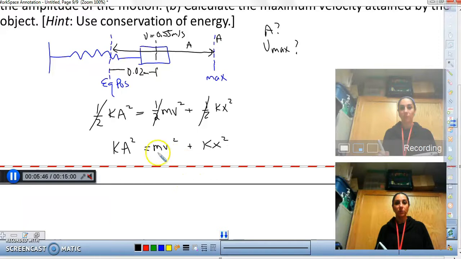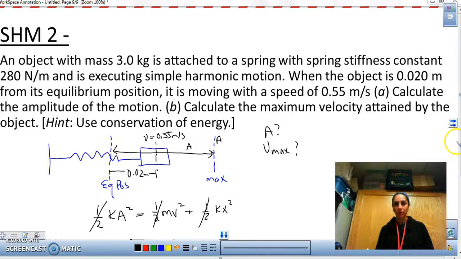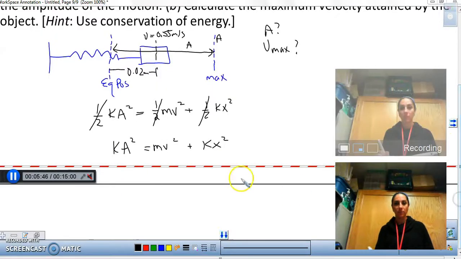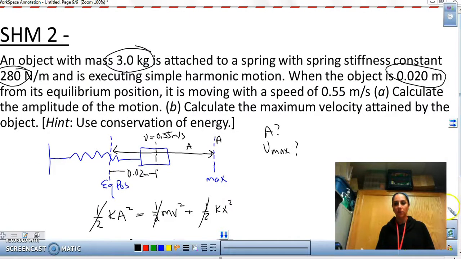So then we could plug in our values that we have, because we have all of these features. So I moved it up. Sorry. 280. And then let's see, I'm just going to circle the information. So 280 was our k, so 280 goes here. And then the mass, let's go ahead and plug that in, is 3.